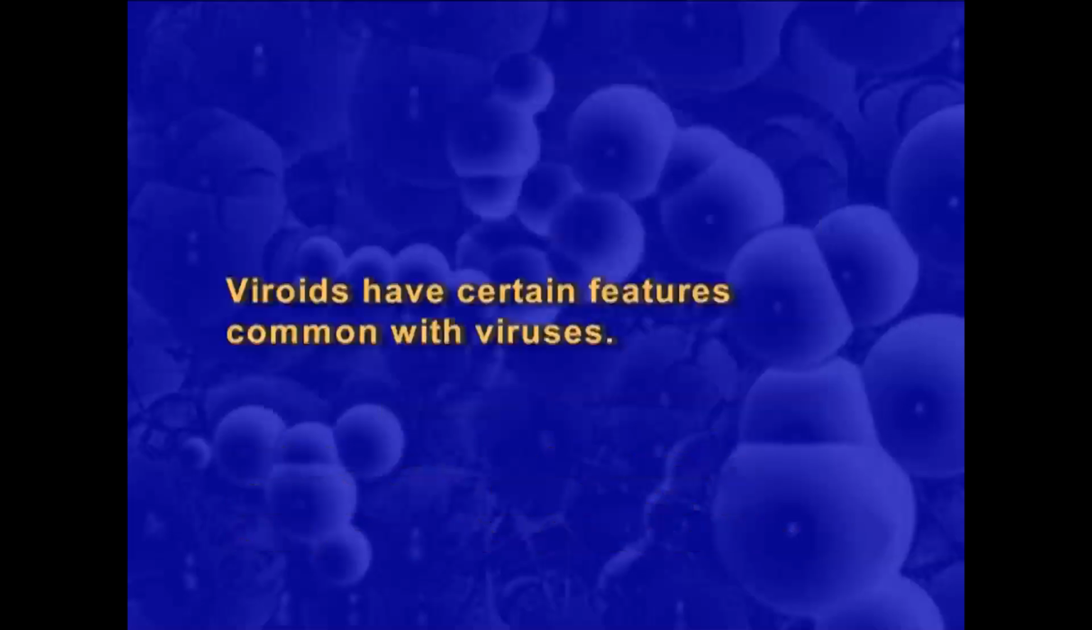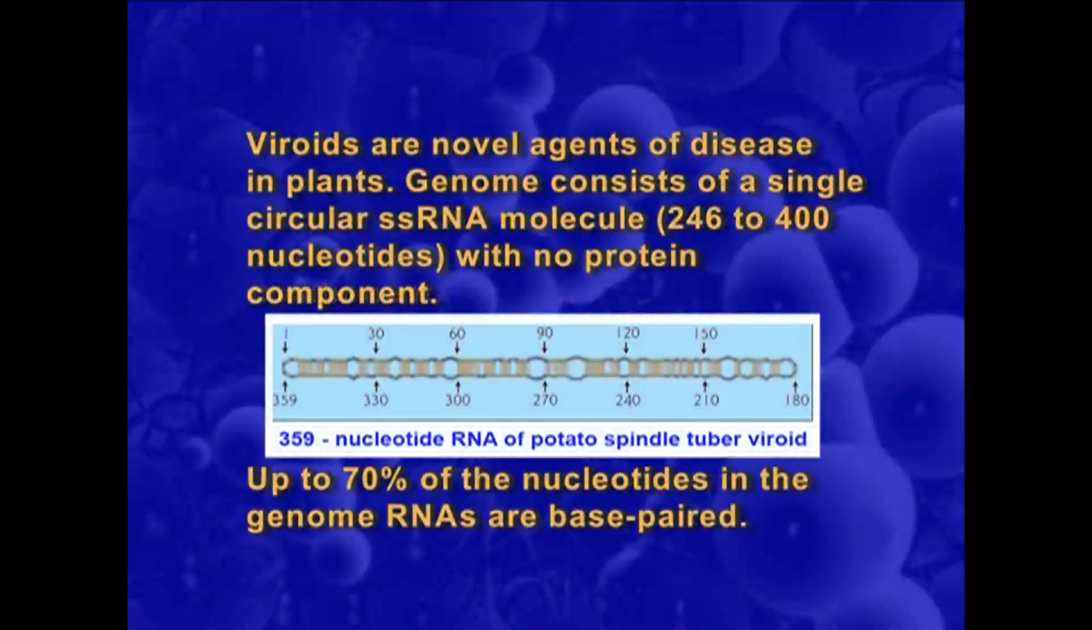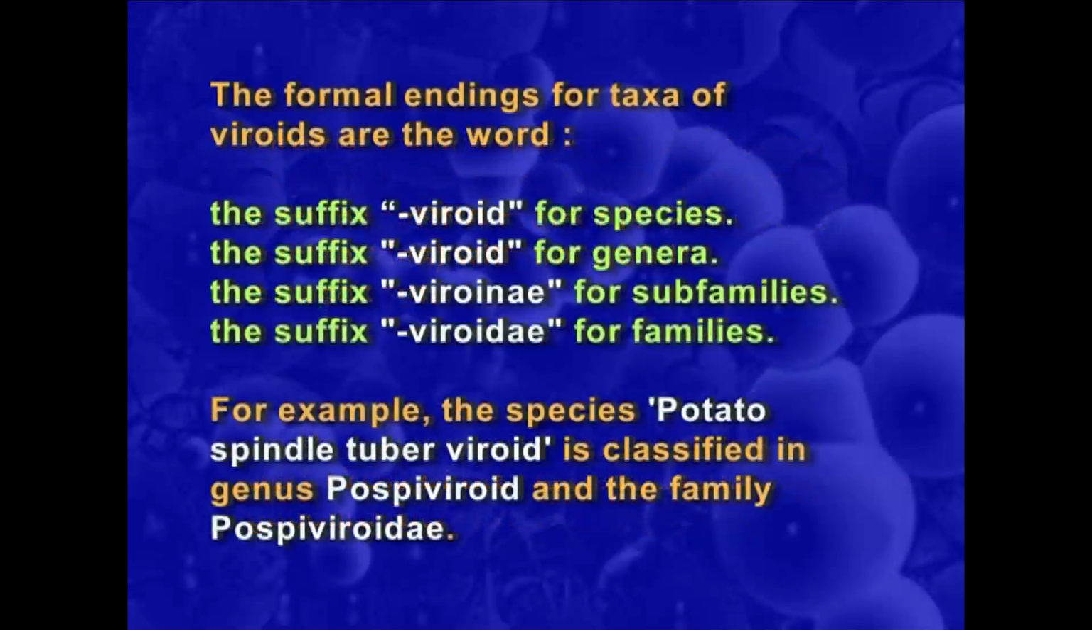Next come viroids. Viroids have certain features in common with viruses. They are agents that cause diseases in plants. They basically comprise RNA genomes, and it has been seen that 70% of the genome remains double-stranded. So these features were known about viroids, and their naming was done in such a way that we use the suffix viroid for species, the suffix viroid for the genera, the suffix virinae for subfamilies, and the suffix viroidae for the family.